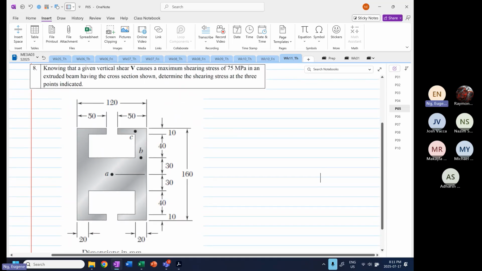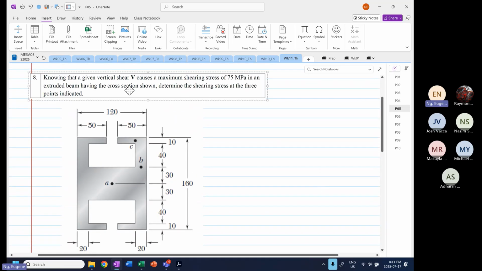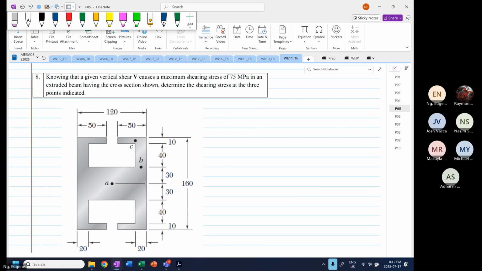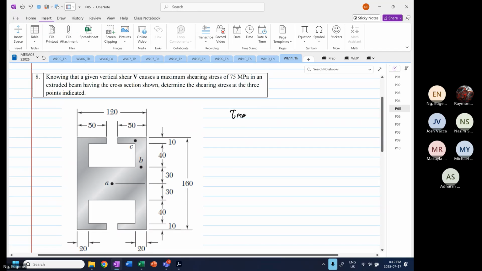Knowing that the vertical shear V causes a maximum shear stress of 75 megapascal in an extruded beam, having the cross section shown, determine the shearing stress at the 3 points indicated: A, B, and C. So the thing about this question is we are given that tau max is equal to 75 times 10 to the power 6 Pascal.